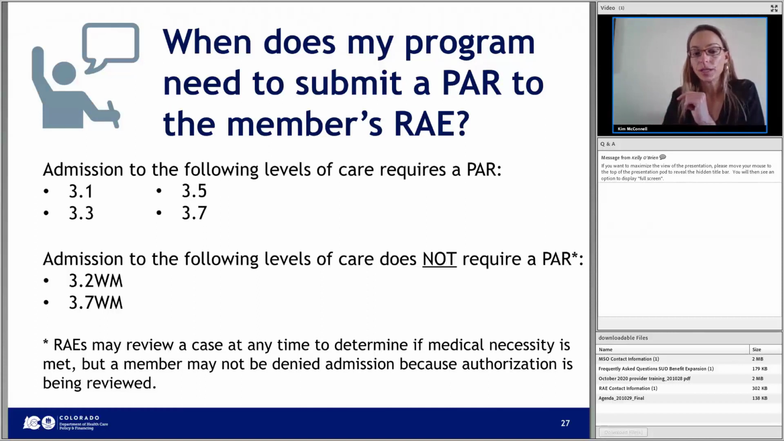Prior authorization is not required for admission to the withdrawal management services, 3.2 and 3.7. We didn't want an operational step in there that would prevent people from beginning treatment. However, it is the provider's responsibility to ensure that the people they are admitting and initiating treatment with have medical necessity for the services being rendered. The RAI will do utilization management. They'll do a look back at medical necessity for the members in their region.